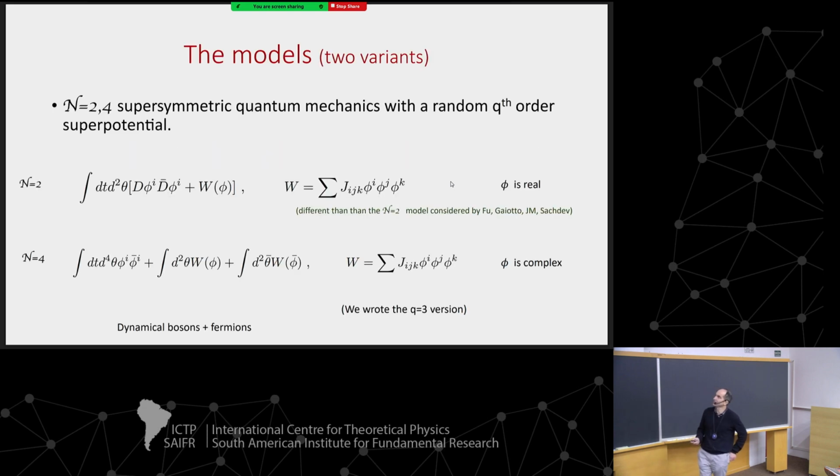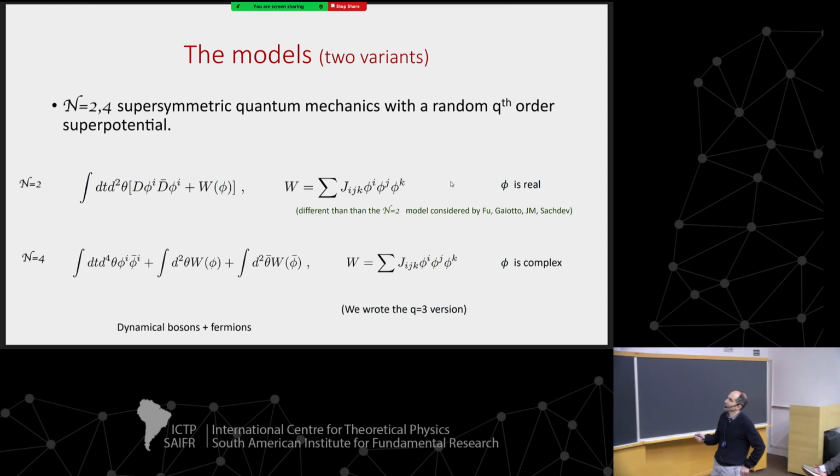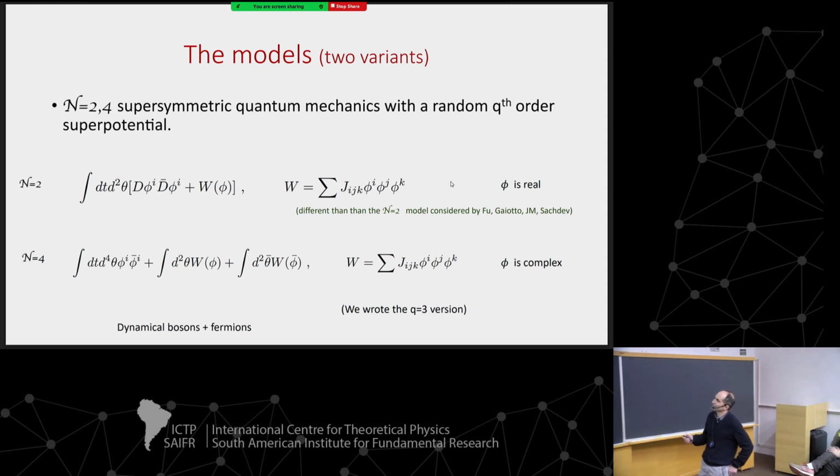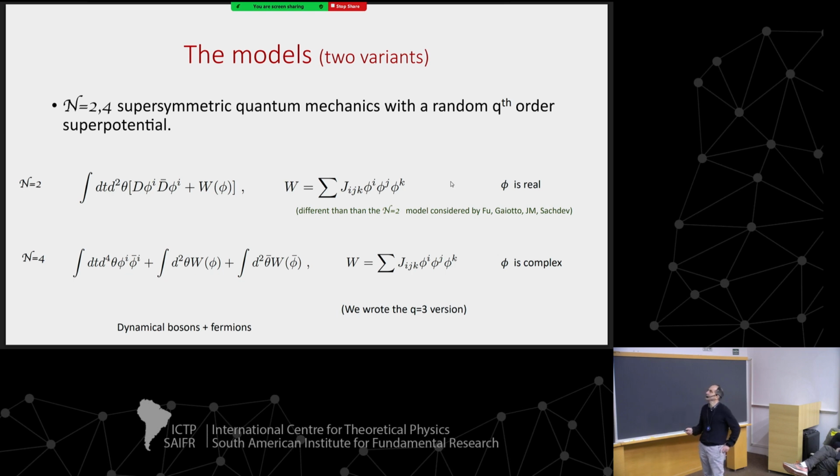So this is the model. We have supersymmetric quantum mechanics with a bunch of fields and a superpotential. There are two versions of the model, one with N equal to 2 and one with N equal to 4 supersymmetry, meaning 2 supercharges and 4 supercharges in total. The model has a scalar superfield, so it has dynamical bosons and fermions, and a superpotential, which in the simplest interacting case is cubic, with random couplings drawn from a Gaussian distribution. They're all independently random couplings.